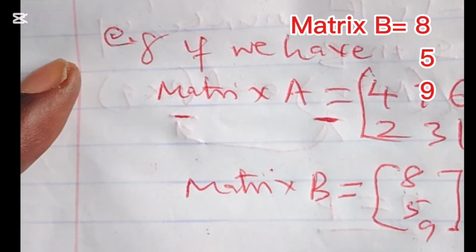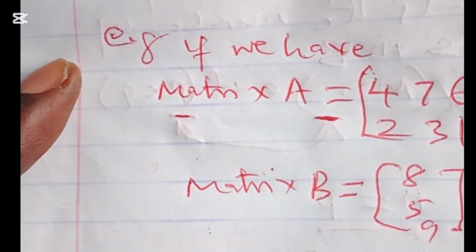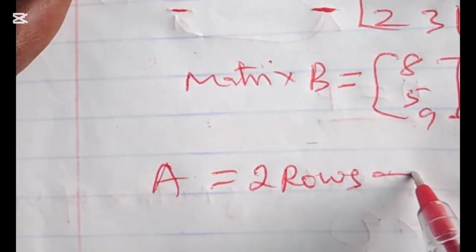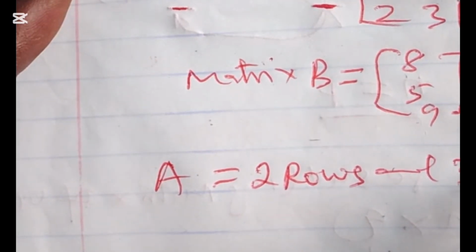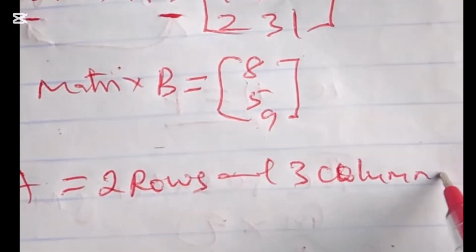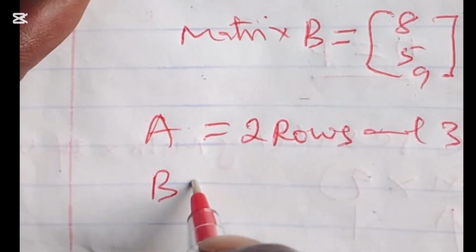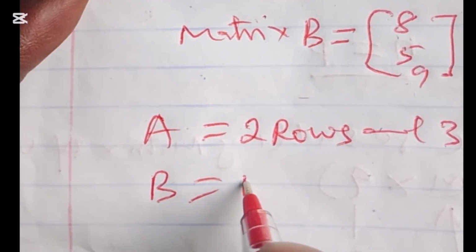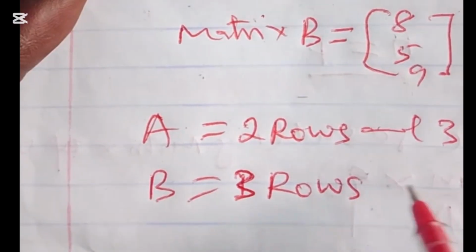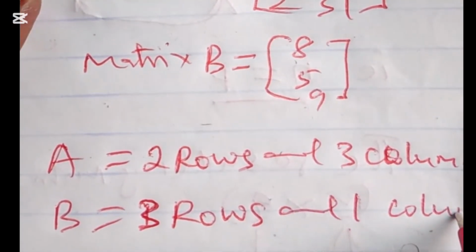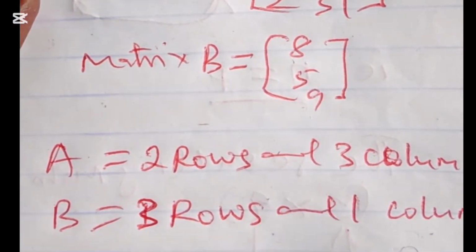Now we can see that A is a matrix with 2 rows and 3 columns. B is 3 rows and 1 column.